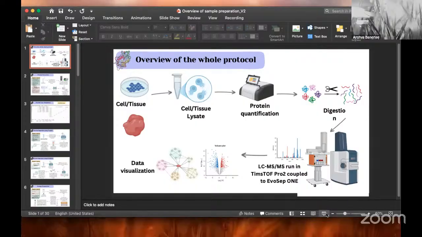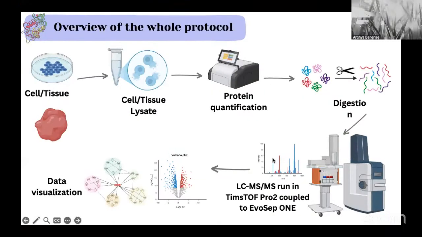Okay, very good. So let us go with the whole overview of the protocol. So this is the protocol in the clinical samples. The samples can be of cell or tissue origin, or a blood sample. The first step is isolating the proteins out of it. In the cell or the tissue, what we generally do is prepare a cell or tissue lysate.